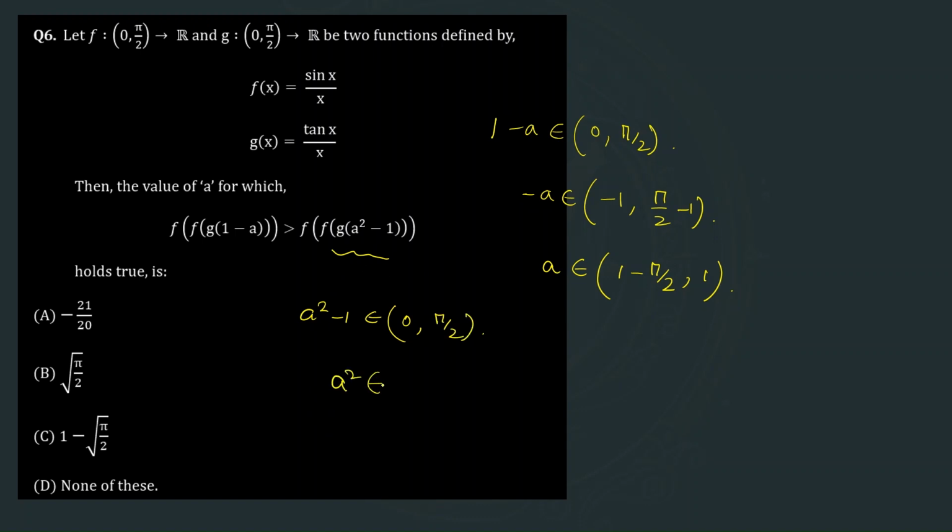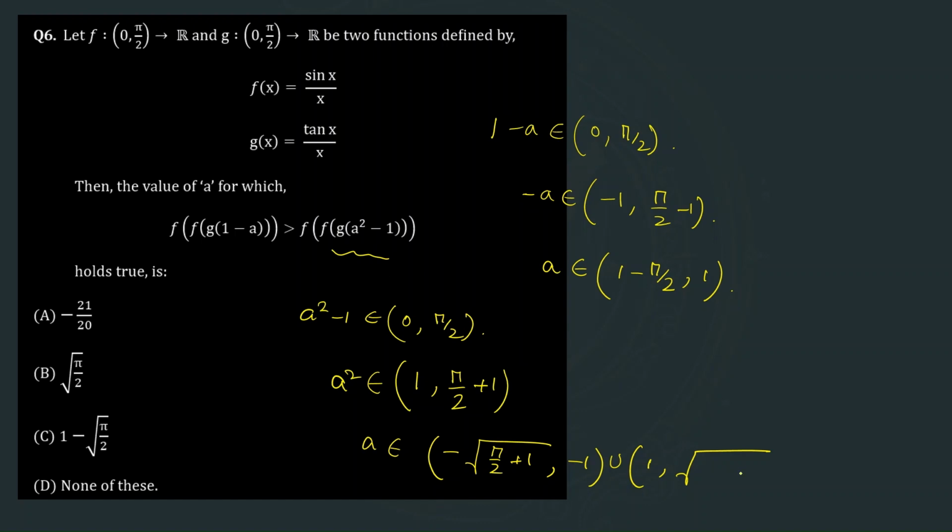So a square should lie in the interval 1 to pi by 2 plus 1. That means a should lie in the interval minus root under pi by 2 plus 1 to minus 1 union 1 to root under pi by 2 plus 1. If this inequality holds true, then a should lie in this interval and this interval also. That means the intersection of these two will be the final possible values of a.